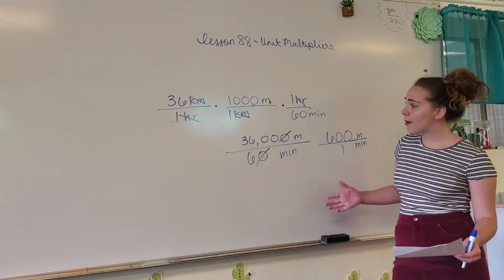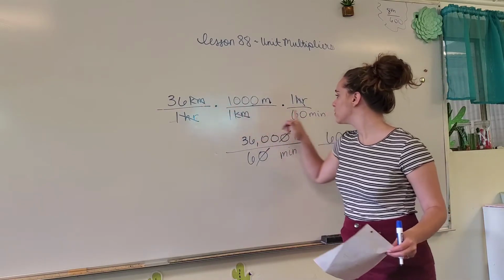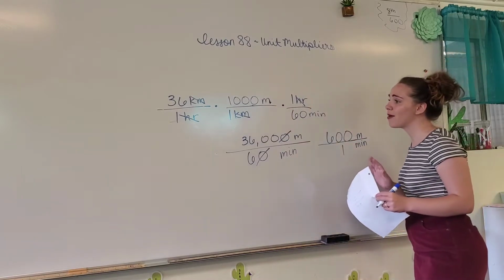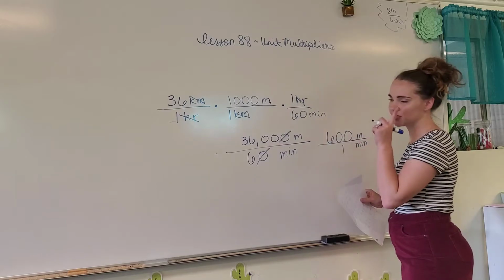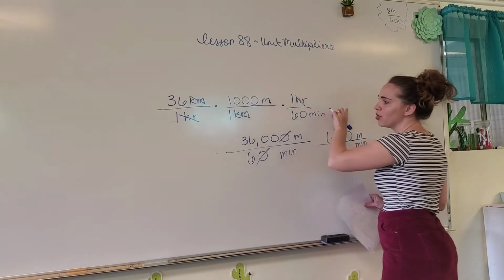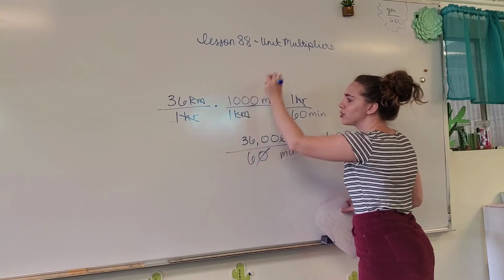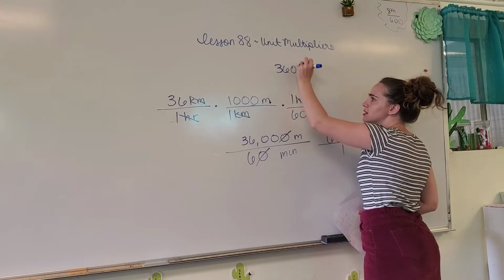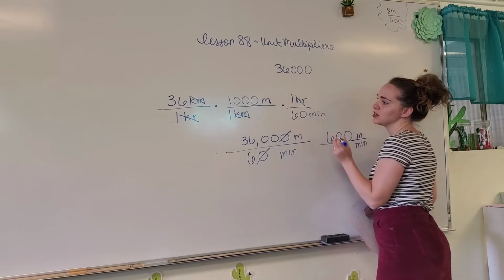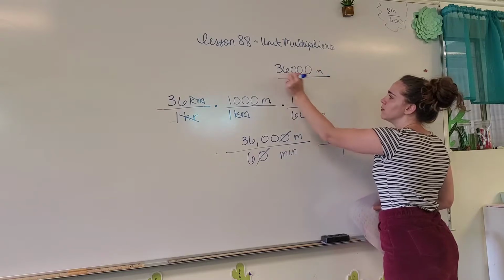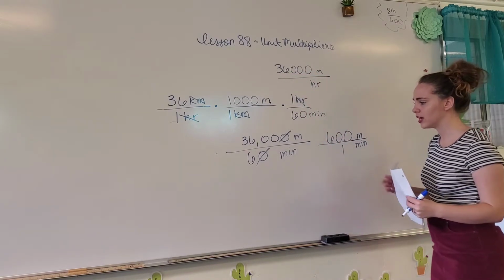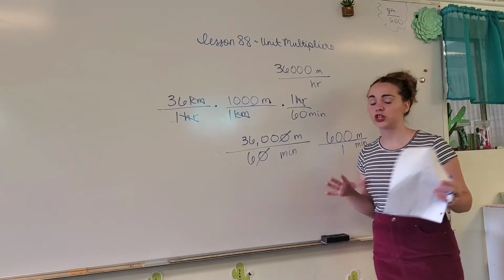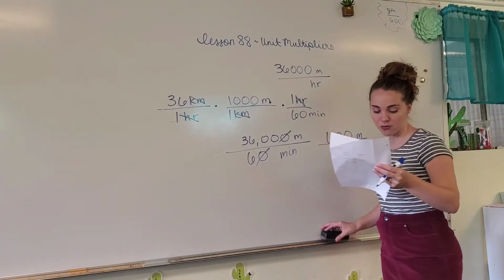Okay, so kilometers cancels, hours cancels. And if you're having a hard time seeing that, then multiply first. Like here, instead of doing all 3 at once, you can just do 1 at a time and get 36,000 meters an hour, and then change the minutes. I hope that makes sense if you're kind of struggling. So do 1 at a time if doing 2 at a time is throwing you off.